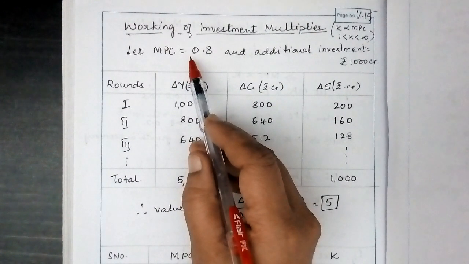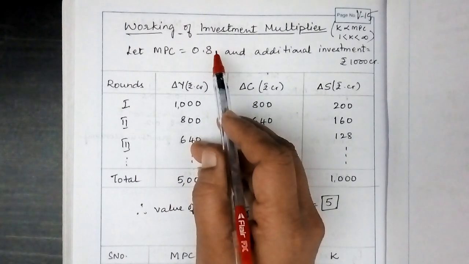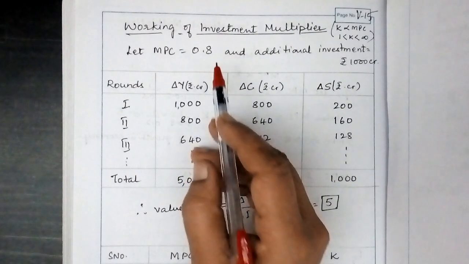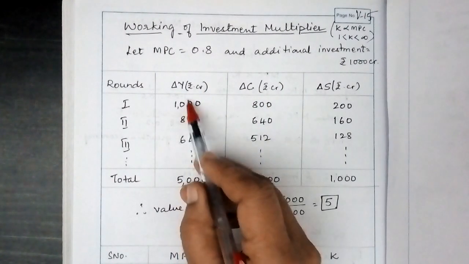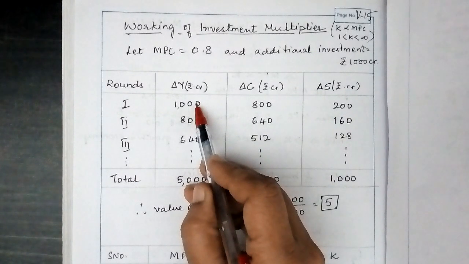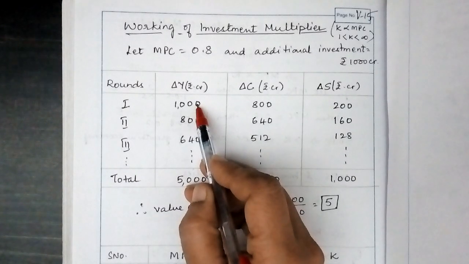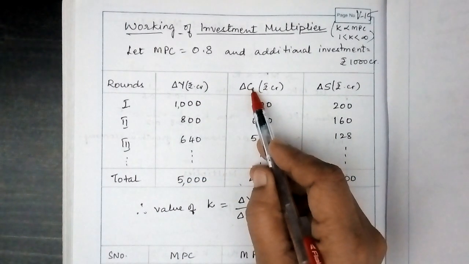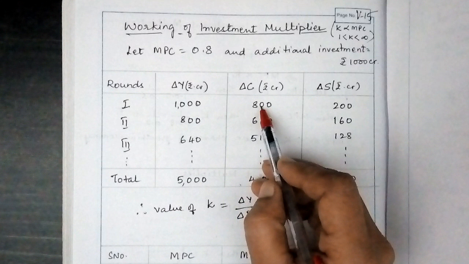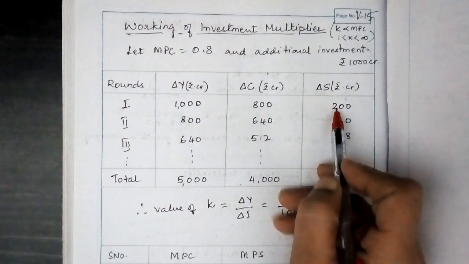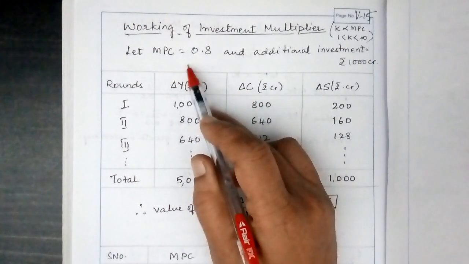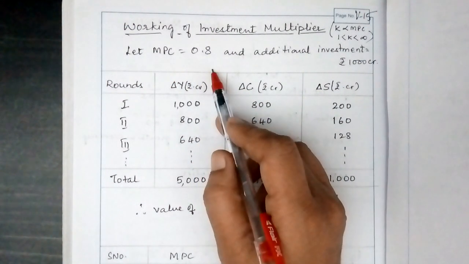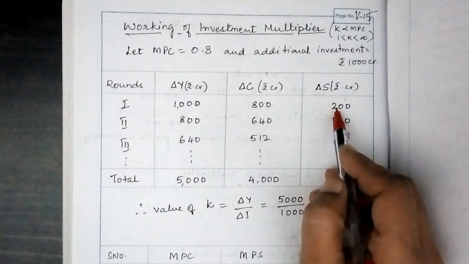Now since the MPC here is given as 0.8, the people who receive this additional income, which was the additional income here, 1000 rupees, will spend 80% of this additional income. That is, their consumption will be 80% of 1000, which is equal to 800, and save the remaining, which is 20%. If MPC is 0.8, what is MPS? 0.2. 1 minus 0.8 is 0.2. Hence saving will be 20%, which is equal to 200.